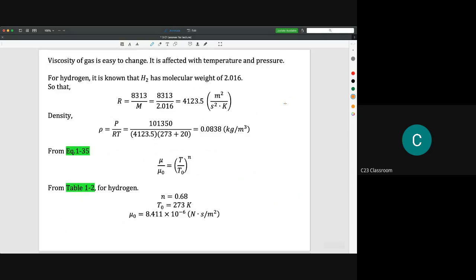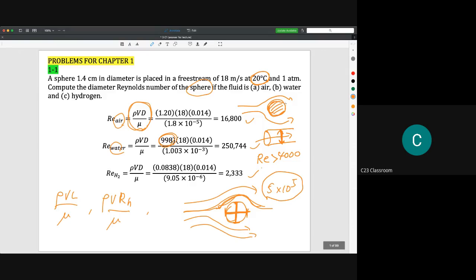I would like to mention that this question looks simple, but the idea you need to get from it is when you are dealing with gas. We have an example here, hydrogen and air. Please bear in mind that air here actually reflects atmospheric air.